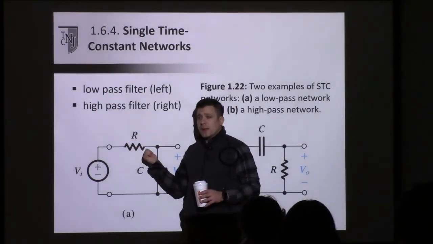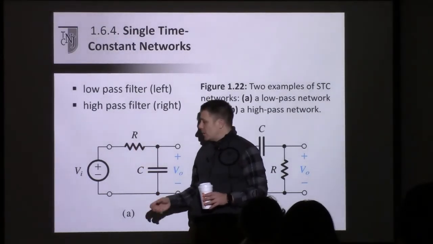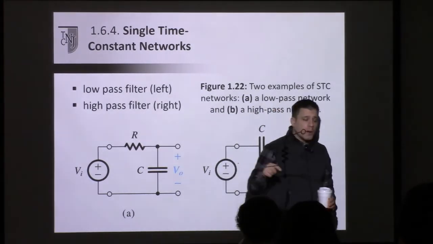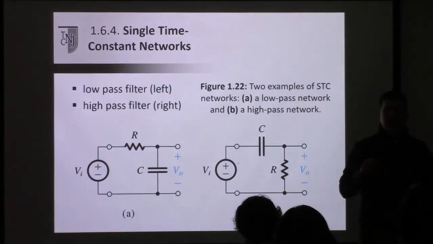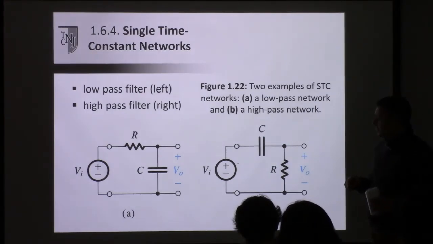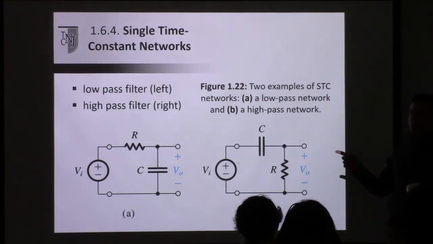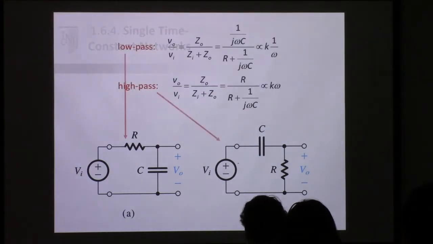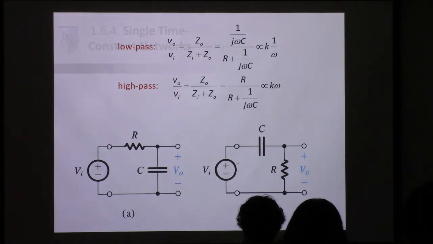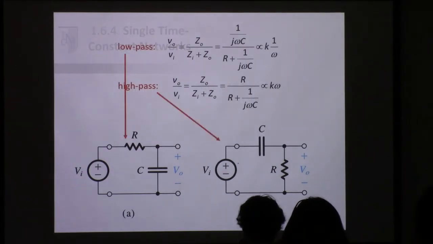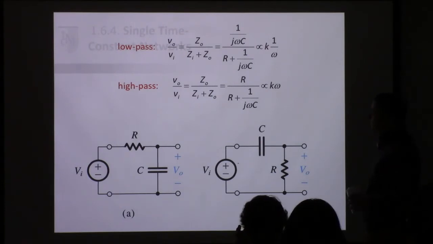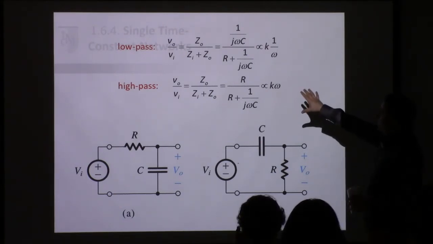These are voltage dividers, okay? The only difference being that instead of two resistances, we have a resistance and a reactance, or two impedances. So if we wanted to analyze how this circuit works, we could use a voltage divider. This is what the transfer functions for the high pass and low pass filters look like, with a little bit of derivation up top.